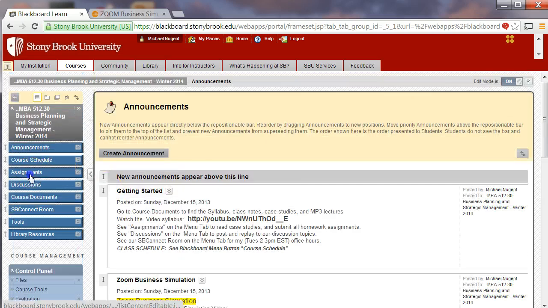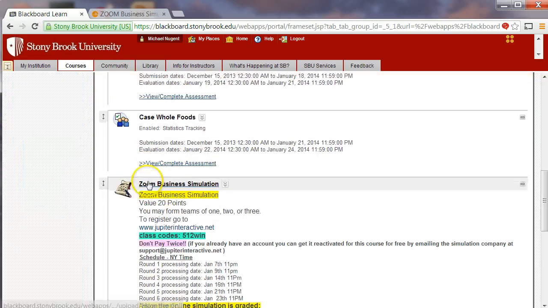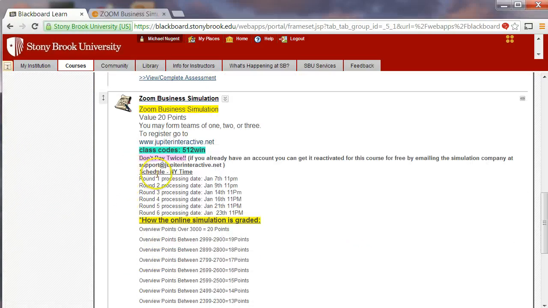So I'm going to go into assignments to get more detail. The Zoom simulation is worth 20 points, and students may form teams of 1, 2, or 3, depending on how you prefer to work. You can work by yourself or with others. It's up to you. This is the website to register for the simulation and the class code. Now, here's a note: don't pay twice. If you've already used the Zoom simulation in a previous semester, they can reset your account for free. Wouldn't want you to pay twice.